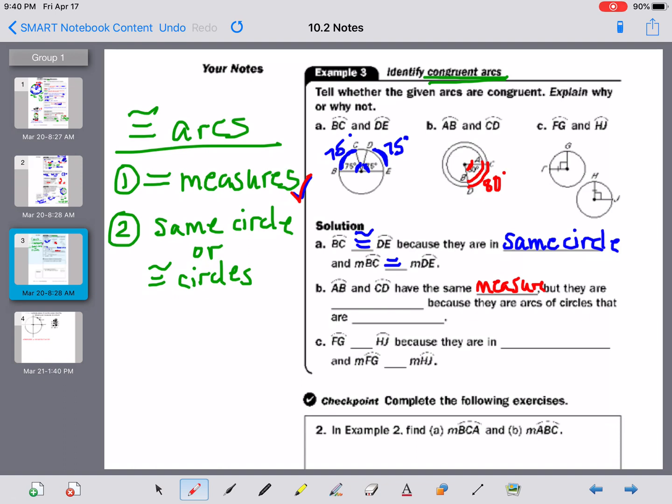But then I look at their circles. They're definitely not from the same circle, so no congruent circles, or same circles. And when I look at them, it's quite obvious they're different sizes. One's smaller and inside the other one. So they are not from the same circle. The arcs of the circles, they are not congruent. That's what we want to put right there, because they are arcs of circles that are not the same size.